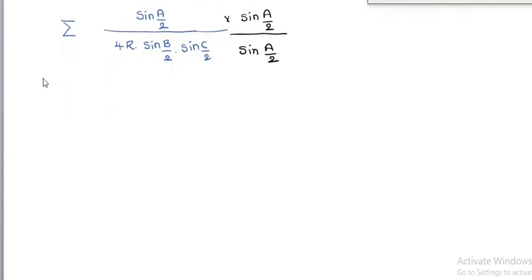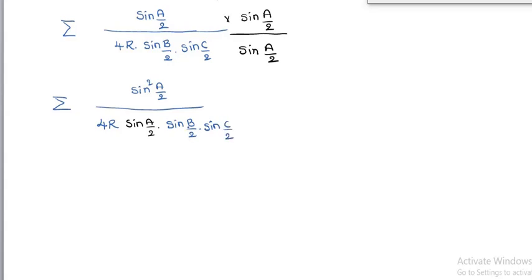The next line, sin square A/2 by 4R sin A/2 sin B/2 sin C/2. Okay, what is the formula now? 4R sin A/2 sin B/2 sin C/2. That is the formula.